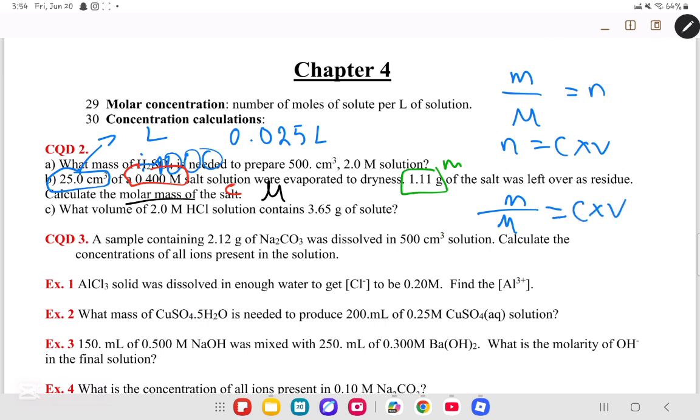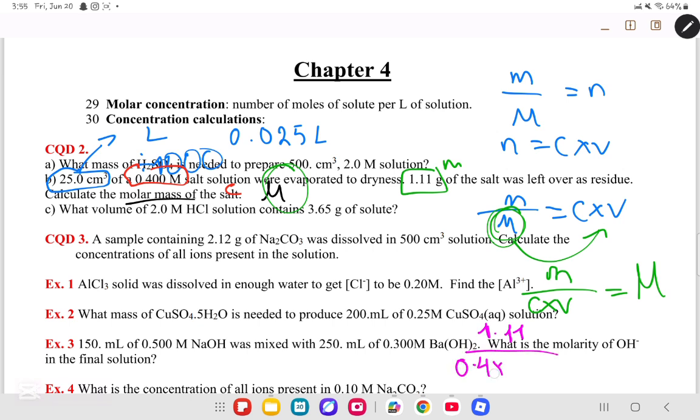So you have to take everything in SI unit. We are looking for the molar mass. So how can we keep the molar mass in, as it is the subject of the whole equation? You will just switch the places with concentration times volume. So the mass over concentration times volume is equal to the molar mass. Now you just substitute. What is the mass? The mass in this case is 1.11 over the concentration, which is 0.4 molarity, times the volume, which is 0.025 liters. So put it all on your calculator.